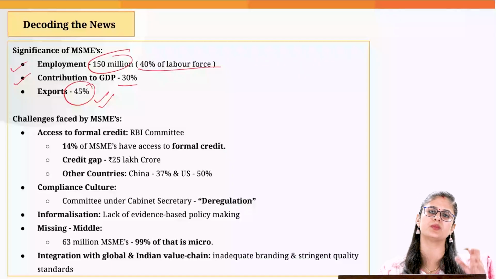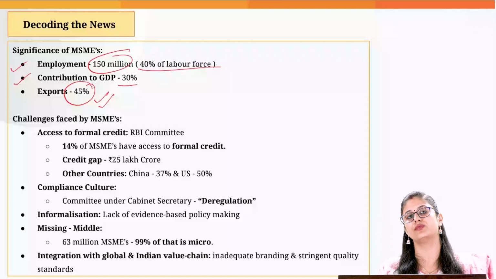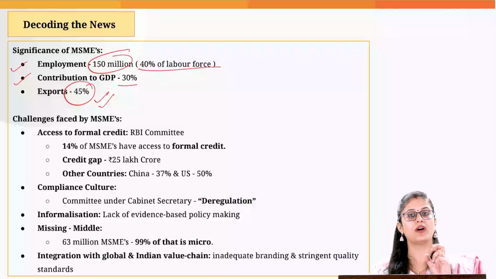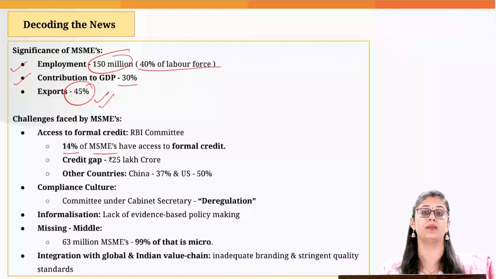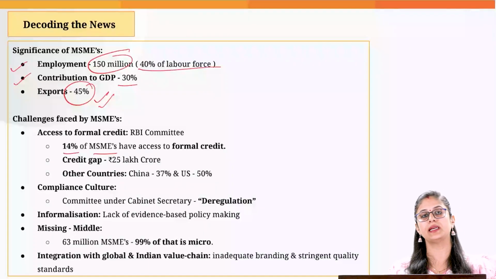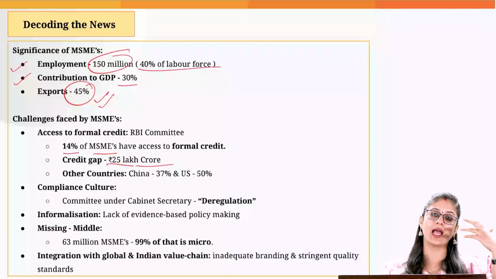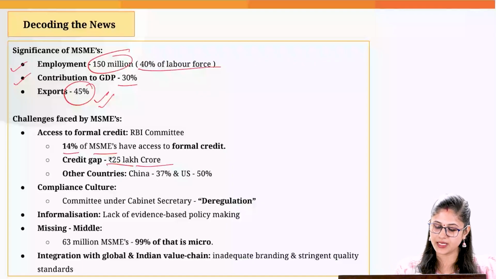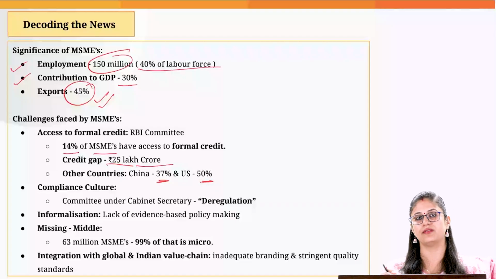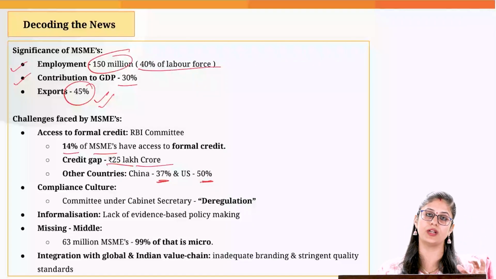Now, what are the challenges which this sector is facing? First and foremost is the issue of access to formal credit. If you go by the report of the RBI committee, only 14% of our MSMEs have access to formal bank credit. That is the reason we have a credit gap of roughly 25 lakh crore. But in other countries like China and the USA, 37% and 50% respectively of MSMEs are able to access formal credit.